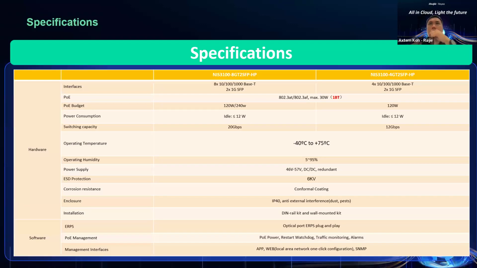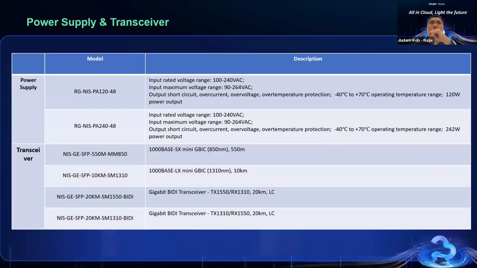And these are some of the specifications. The switch does not support spanning tree; spanning tree is not supported in this NIS 2100 series. Next is the power supply. I think the power supply and the transceiver are ready in our price book, and you can order them, similar to the NIS 3100 series.